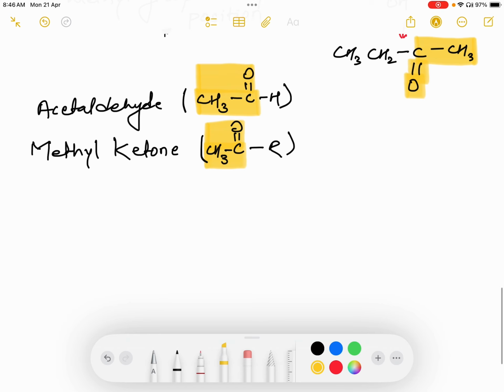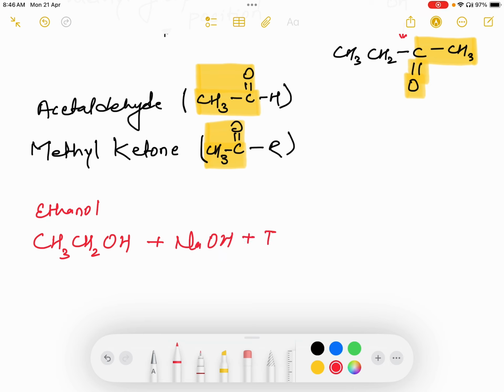Now, what is the iodoform test? Let me explain about this. For now I'm treating ethanol, CH3, CH2, OH, with NaOH and I2. It will get transformed into CHI3, that is what we call iodoform.